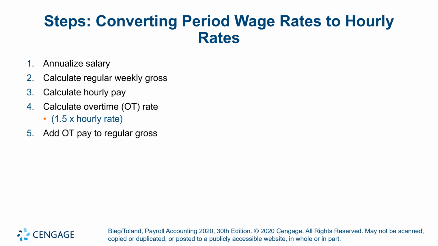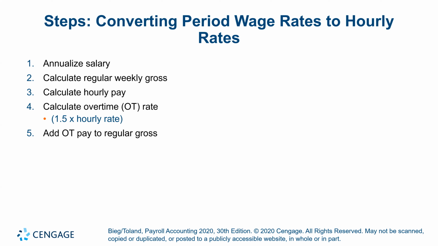All right, so steps for converting period wage rates into hourly rates. Depending on how they give us the information, we might have to go through all 5 of these steps. We might only have to go through 2 or 3 of them, or 3 or 4 of them, right? So first we want to calculate the annual salary. And again, this could already be given to us, or they could tell us, for example, that we make $1,000 a week salary. So then to annualize that, we would have to take $1,000 a week times 52, right? That's how we would annualize that.